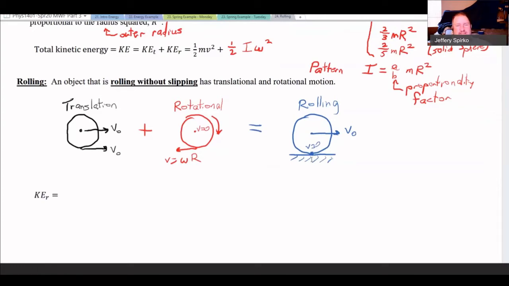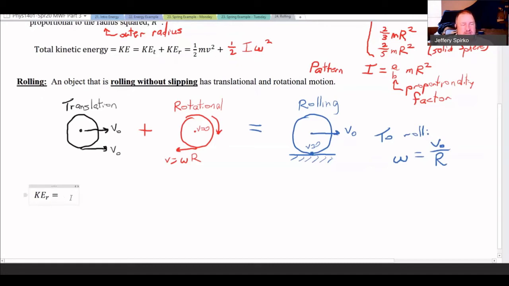So when we combine this together, we find that the required omega is equal to V naught over R. That's how much rotational speed the object has to have. So it's not spinning too fast and doing kind of a burnout, but it's not spinning too slow and just skidding. It's the just right speed of rotation.